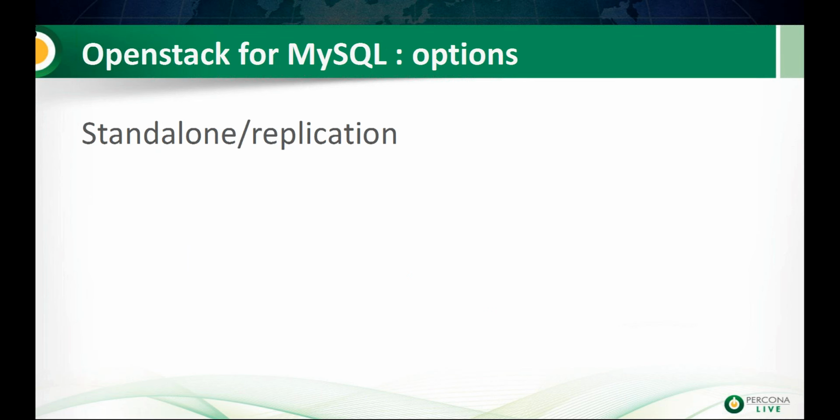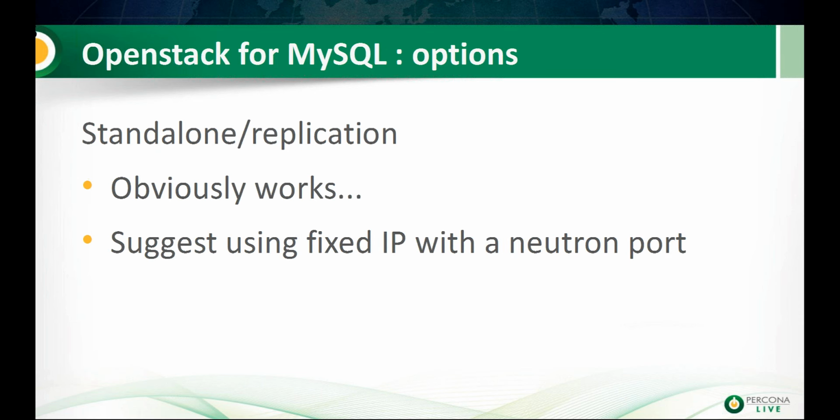Of course, standalone replication, if you doubt, it obviously works. It's very simple. It's the same as AWS and other solutions, so it works. I suggest you use a fixed IP, so you create a Neutron port with an IP assigned to it, and then when you launch a database instance, you assign the port to it so that it has a fixed IP. It's implemented as a DHCP reservation, so that will guarantee that there's no IP switch from the server.